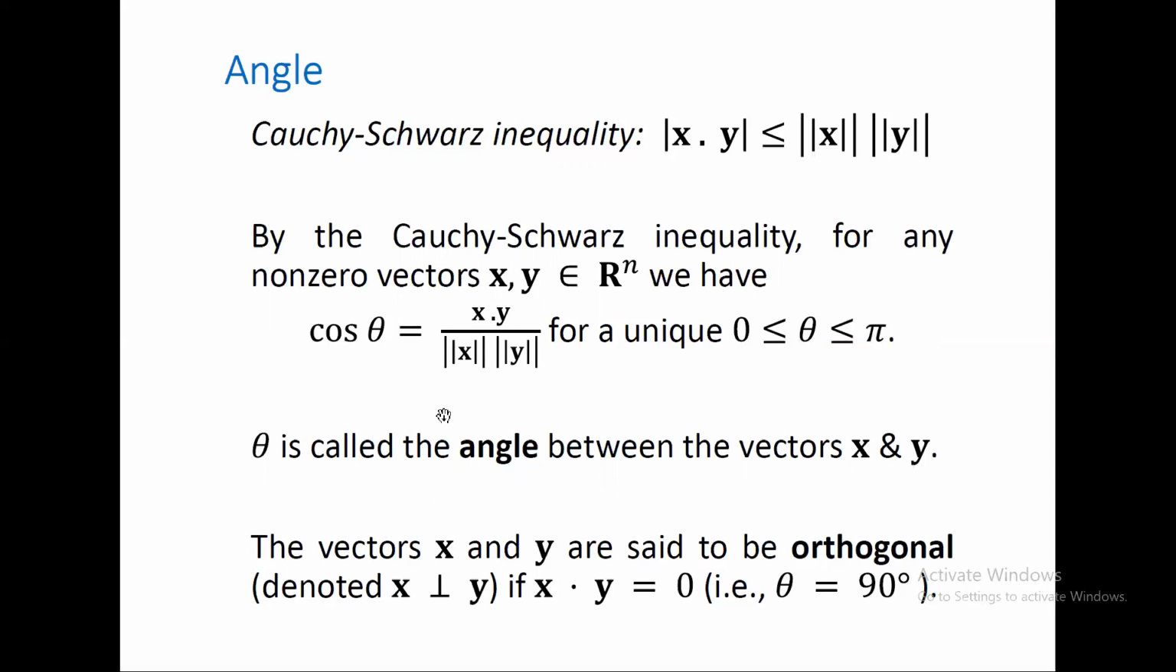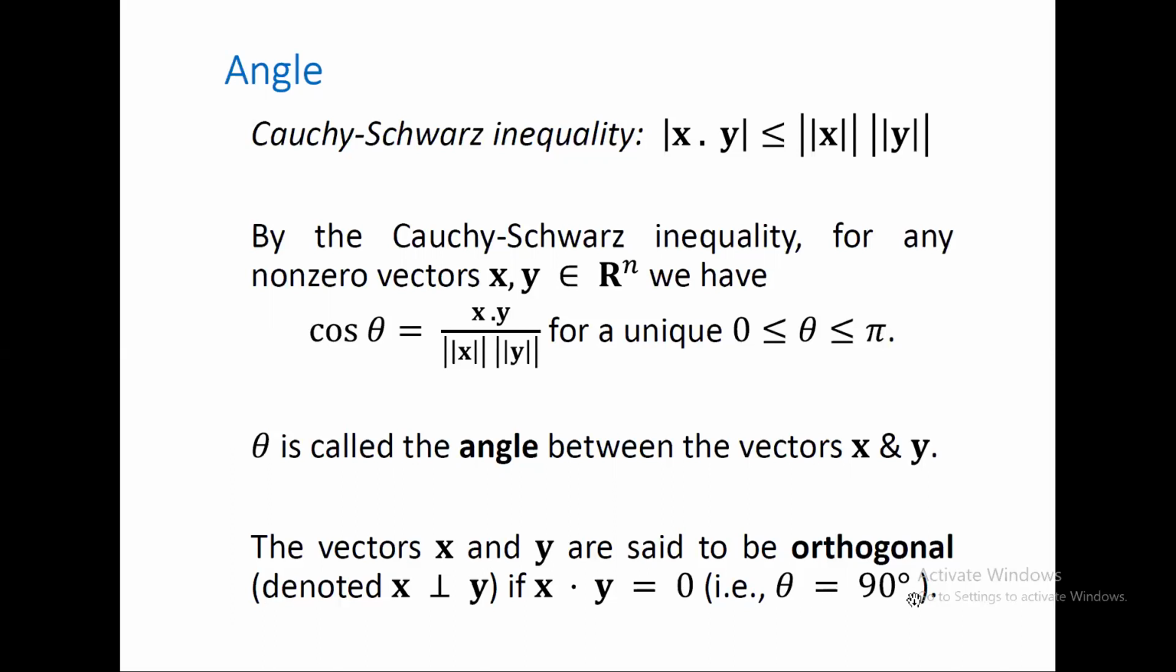If theta is equal to 0, then both the vectors x and y will be in the same line, or you can say the same space, more particularly in the same line. The vectors x and y, which we are taking over here, are said to be orthogonal if their dot product becomes equal to 0. So they are perpendicular to each other if x dot y is equal to 0.